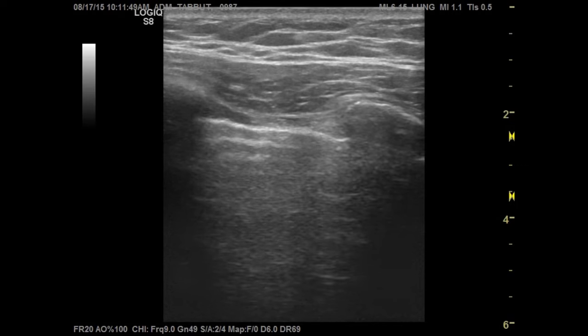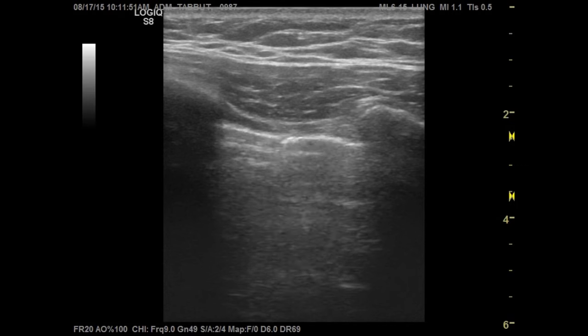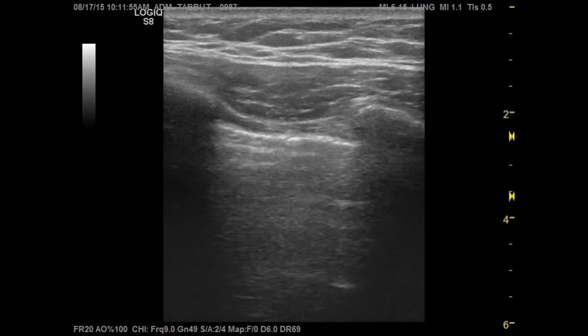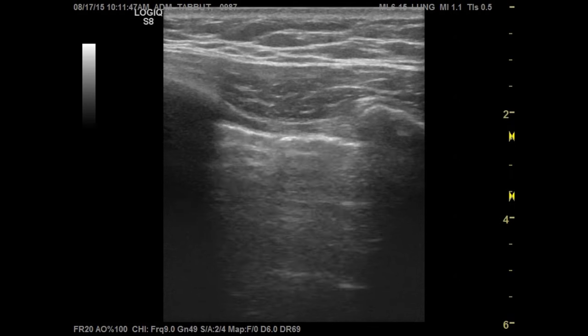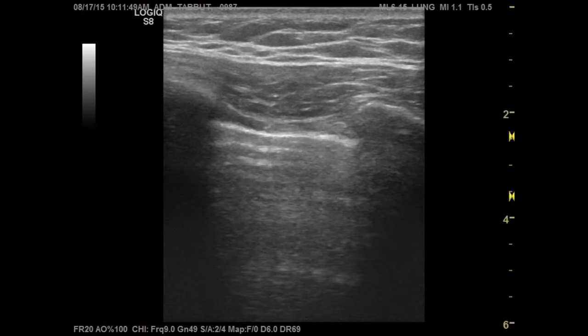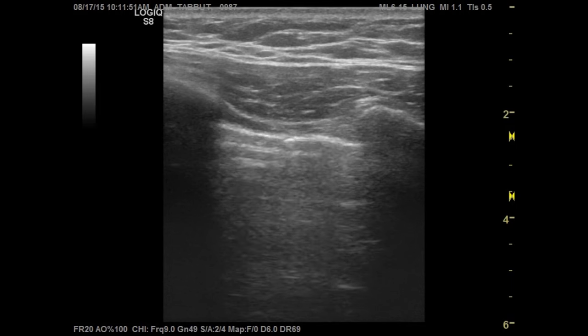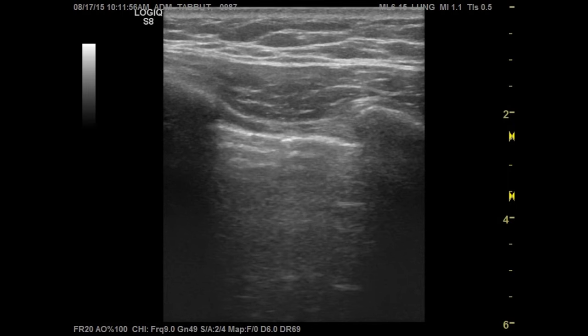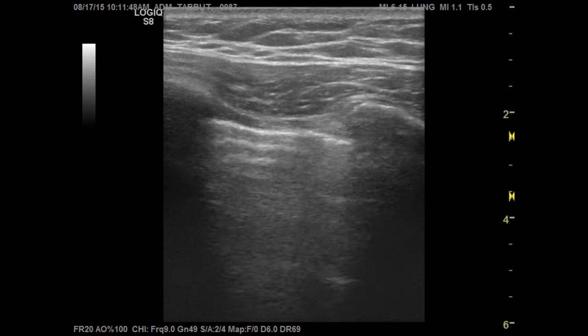We see there the rib and the rib that are bookending each side of the image, and right beneath the rib, that bright hyperechoic line immediately beneath the ribs, that is going to be the pleural line. So that's the landmark that we're looking for on all of our images. We want to find that pleural line, and first and foremost, we want to see that that pleural line moves.